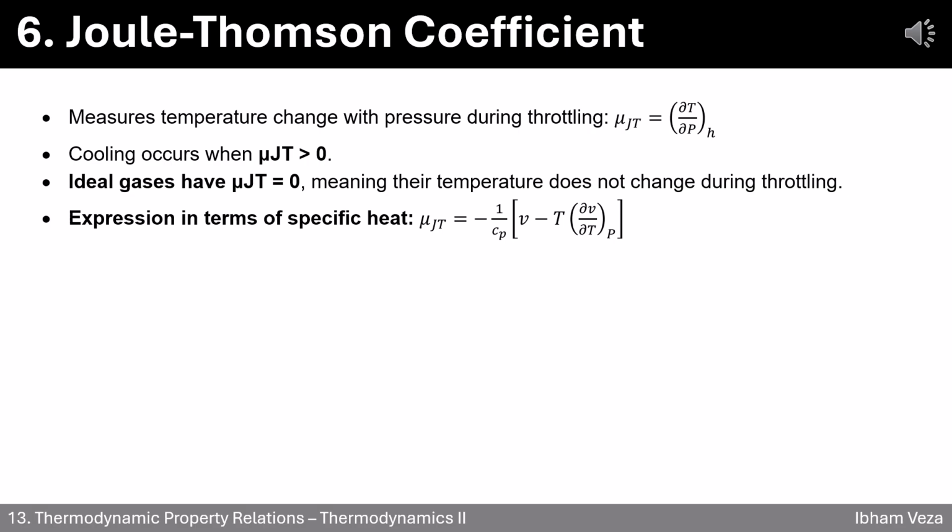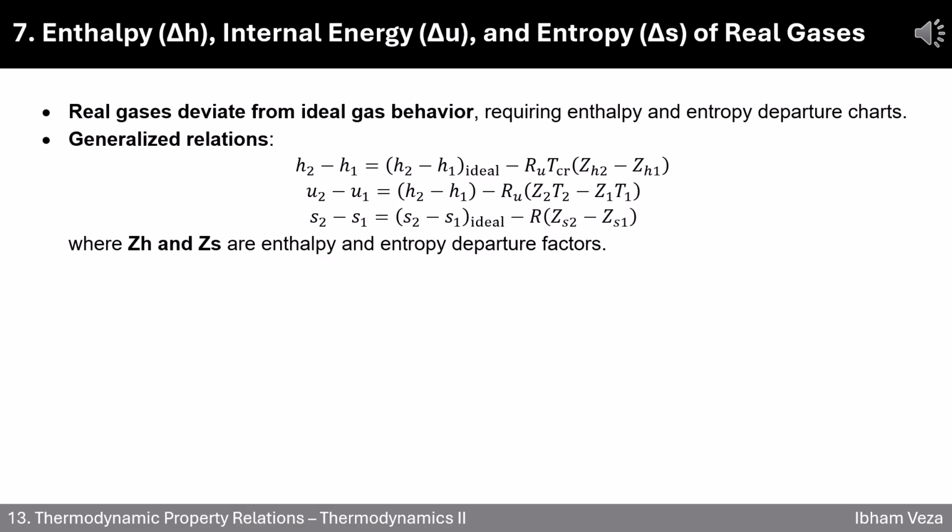Here's the key takeaway. If μJT is greater than 0, the gas cools down. This is how your fridge works. For ideal gases, μJT equals 0, meaning their temperature stays the same because they don't have intermolecular forces. You'll also see how this coefficient links back to specific heat. This expression helps you predict cooling or heating effects during throttling, making it an essential concept in refrigeration, liquefaction, and gas processing industries.